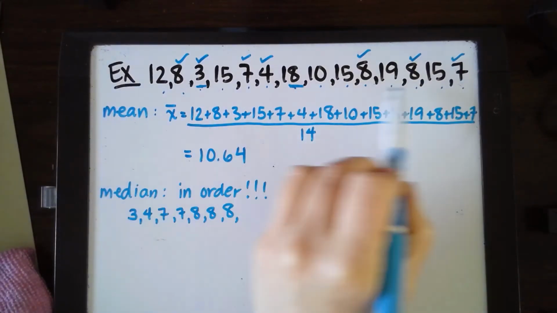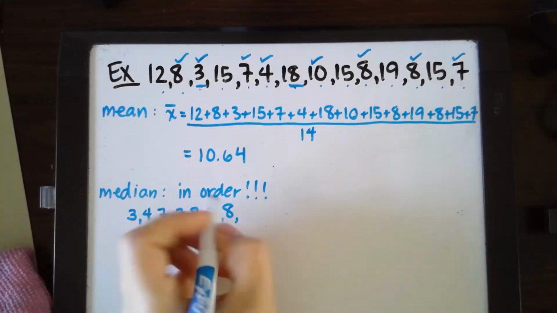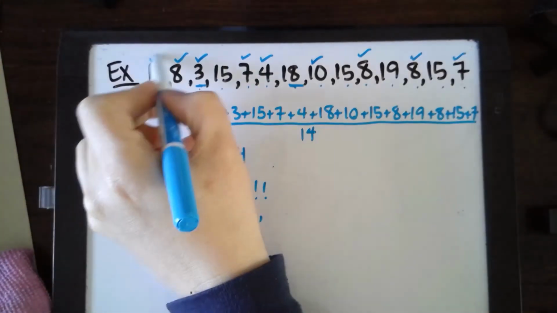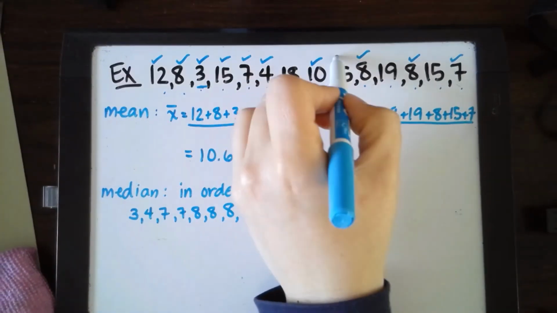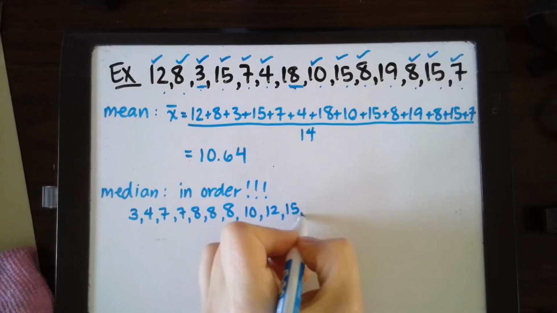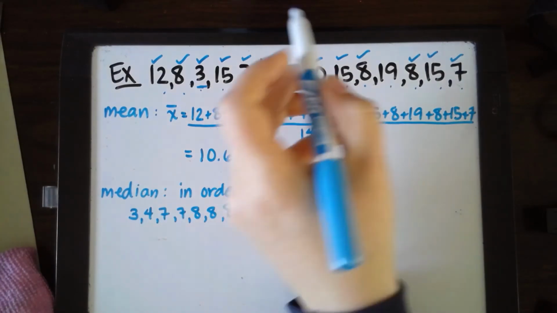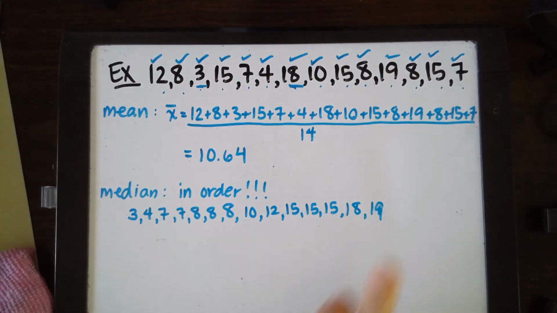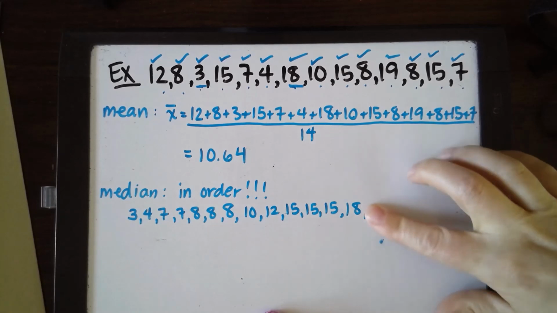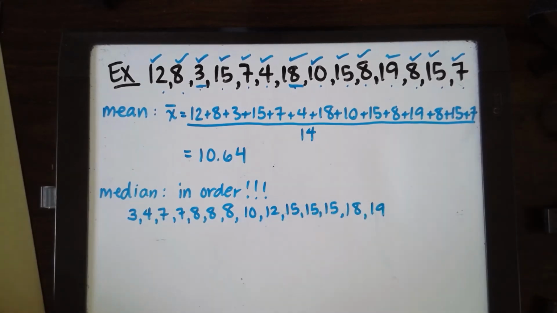And our next number, we have no 9s, but we have a 10. We have no 11s, but we have a 12. And we have a 15, 15, and a 15, so we have 3 15s. And we have an 18 and a 19 left. I just kept track of the numbers that I used. I didn't cross them out. Sometimes students cross them out and then they can't read the numbers when they're trying to do something different. So just keep track, and then go back and count and make sure you have all the numbers. 1, 2, 3, 4, 5, 6, 7, 8, 9, 10, 11, 12, 13, 14. Perfect. I have all 14 pieces of data there.